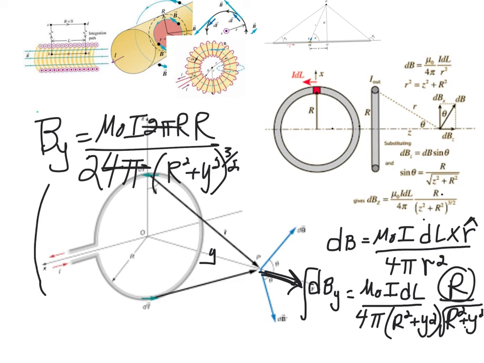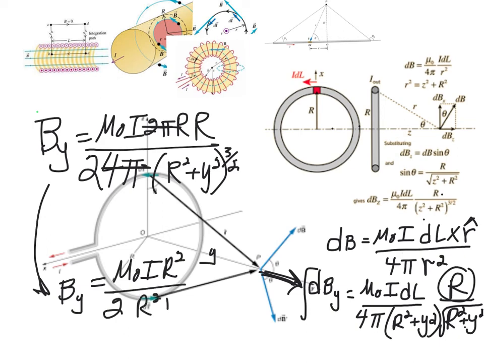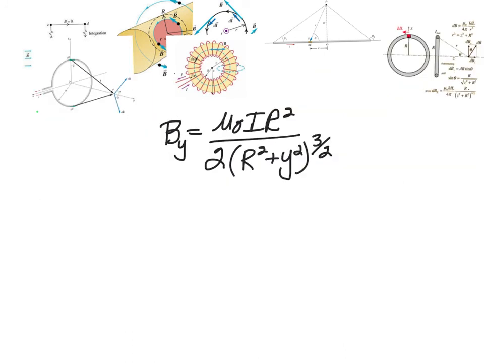And so this finally ends up being, if we clean it up a little bit, the total field along the y-axis is going to be mu naught I r squared over 2 times r squared plus y squared to the 3/2 power. It's a little bit hard to read, but that is the result. Okay, I cleaned it up and wrote the result down.